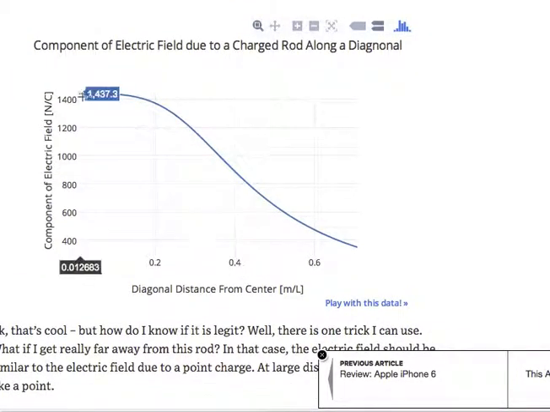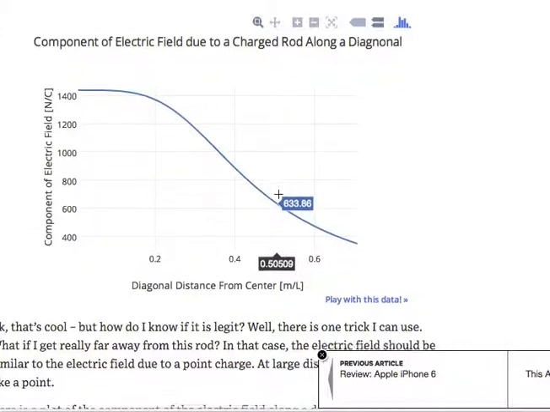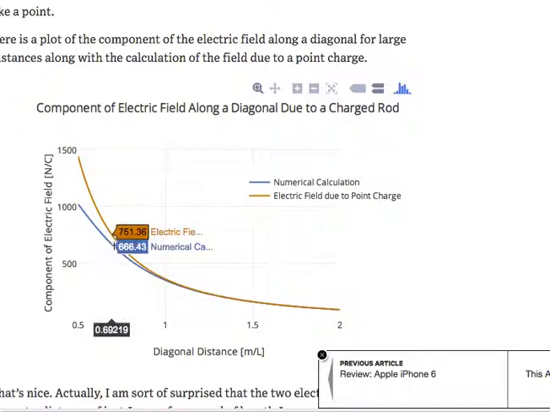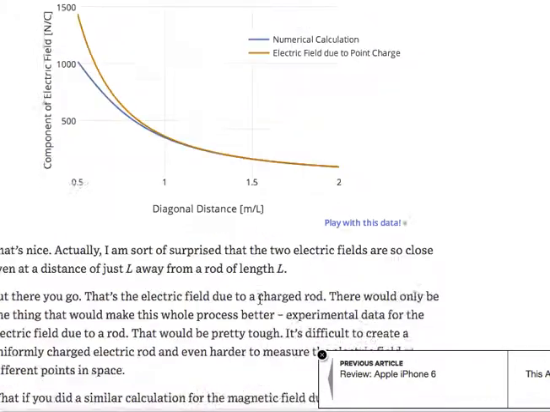And this is something that you can't do analytically. This is the electric field along a diagonal to that rod. Okay. And then this is comparing to a point charge, and you can see that it does approach. So there's a whole bunch of things you can do.